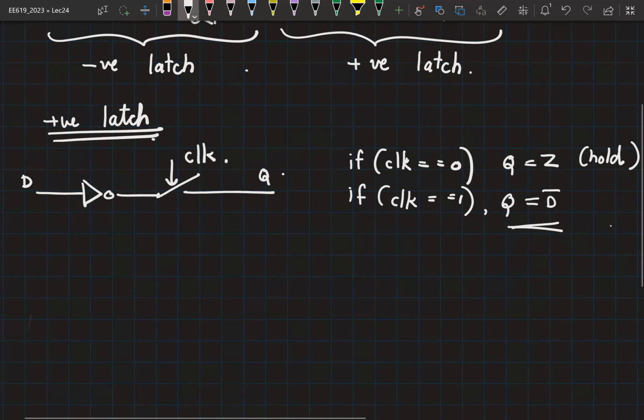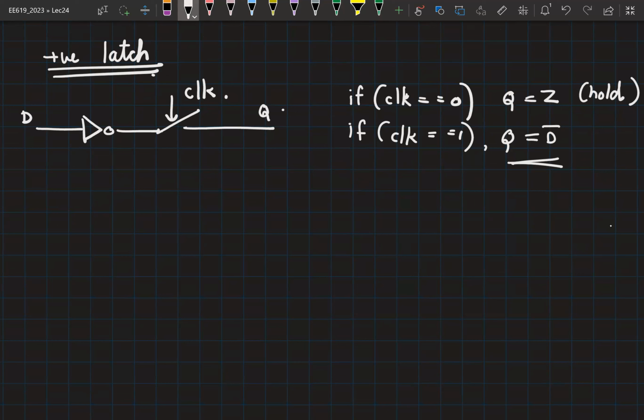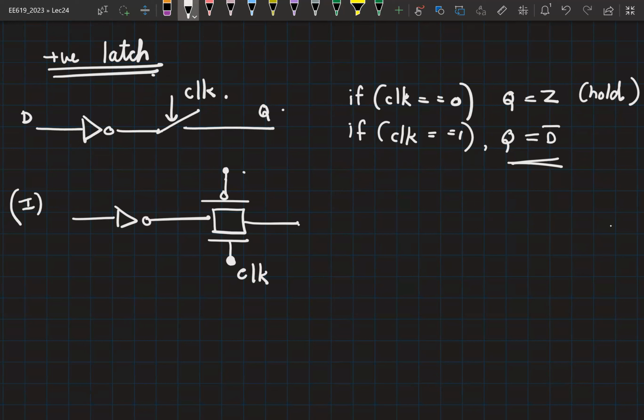Okay. So now if I want to implement this, there are of course multiple ways in which I can implement it. The first way, of course, is to replace the switch with a transmission gate. So now if I want a positive latch, what signal should I connect here? What signal should I connect here? This should be clock, then this should be clock bar. Right? So when clock is equal to 1, NMOS is on. When clock is equal to 1, clock bar will be 0. Therefore, the PMOS is also on. So the transmission gate turns on when clock is equal to 1. Okay, so this is one implementation.